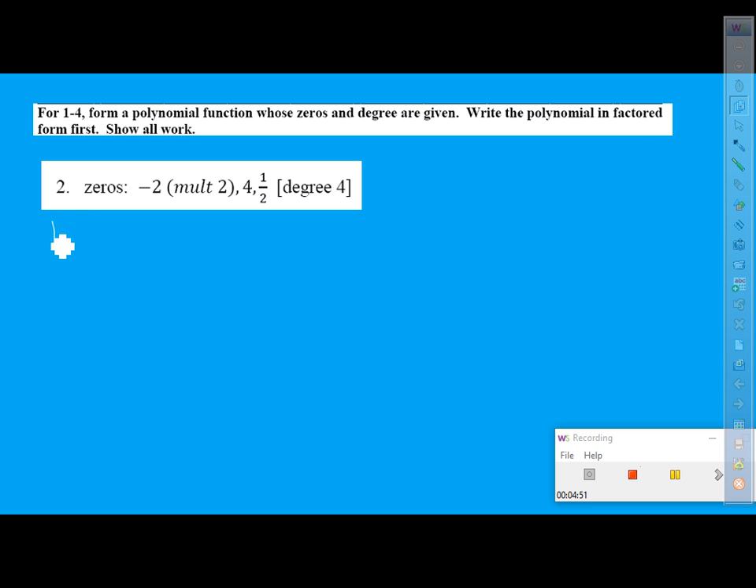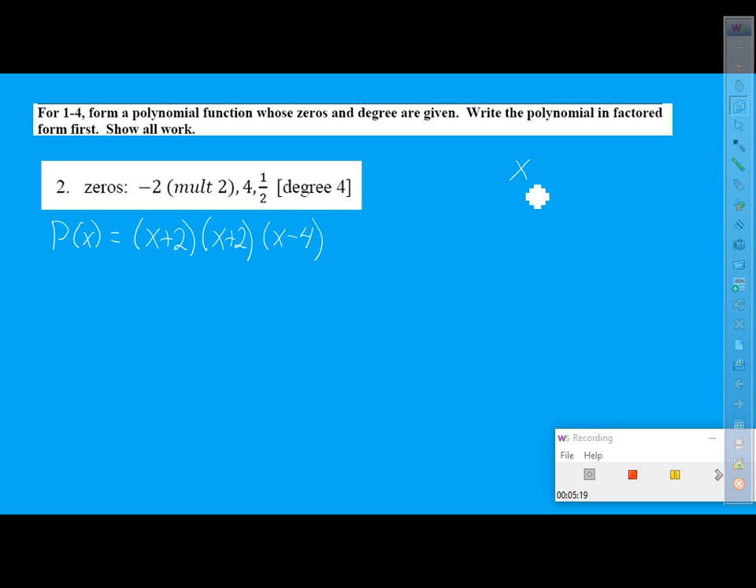I'm going to put my p of x again. And to get a -2, there must have been an x plus 2 and there's two of them. To get positive 4 as an answer, there must have been an x minus 4. To get 1/2, there must have been an x minus 1/2.